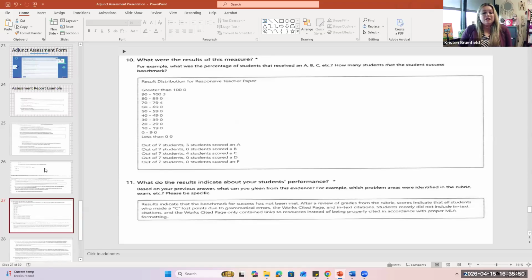And so after you have looked at your data and looked at the breakdown of the results of the measure, the next thing you're going to do is talk about what those results indicate about student performance. In other words, how did they do based off of the data? And so as you can see here, I put, results indicate the benchmark for success has not been met. So this is exactly where you want to talk more about the benchmark, if it was successful, if they have not met it, and what that means.